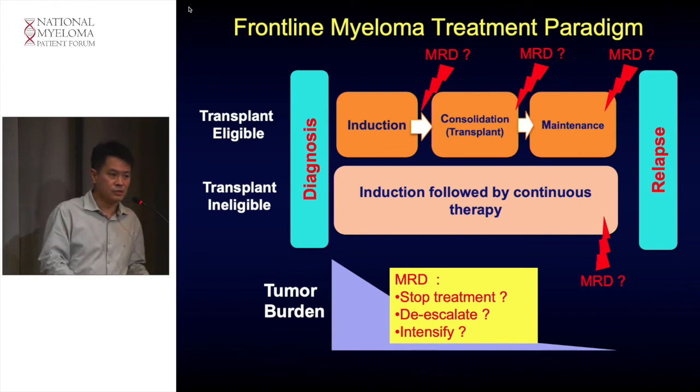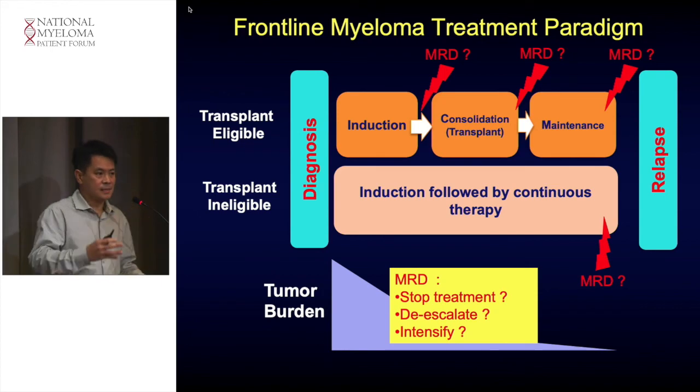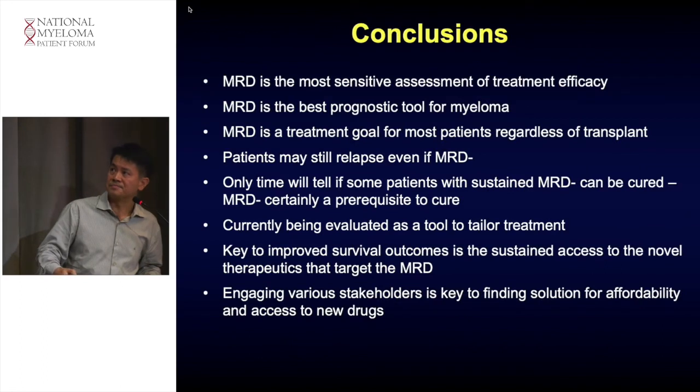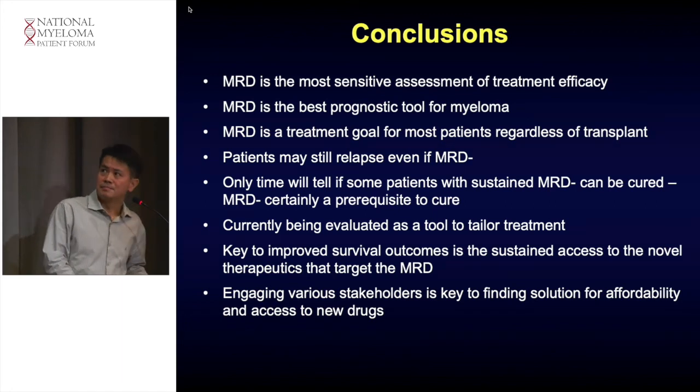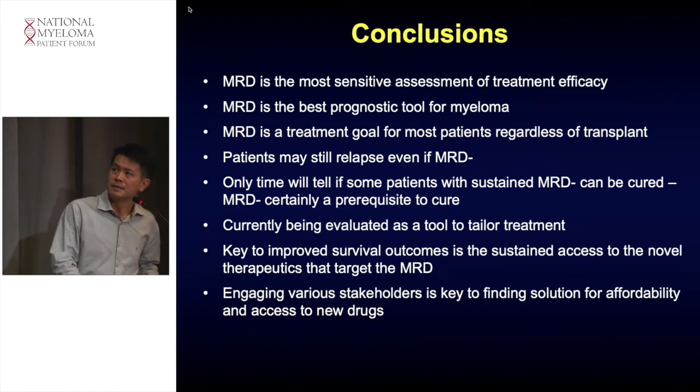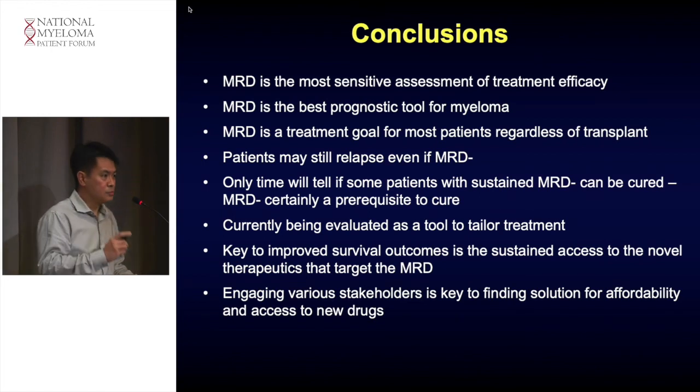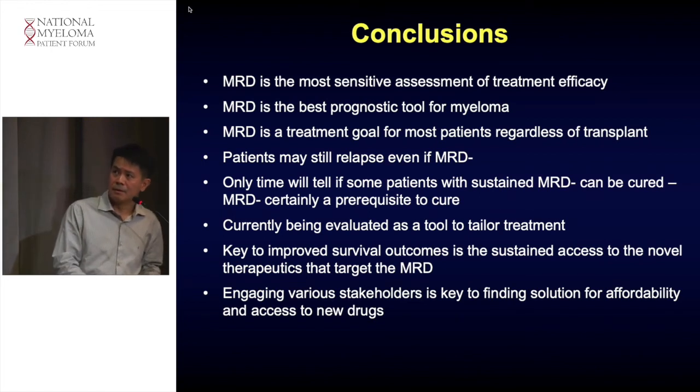In the very near future, MRD-guided or response-adapted treatment is the way to go for multiple myeloma. So to conclude, MRD is now the most sensitive assessment of treatment efficacy. It is the best prognostic tool for multiple myeloma. MRD is the treatment goal for most patients, regardless of transplant status. However, patients may still relapse if they are MRD negative, but only time will tell if some patients with sustained MRD negativity can be cured, and certainly this is the prerequisite to curing multiple myeloma.